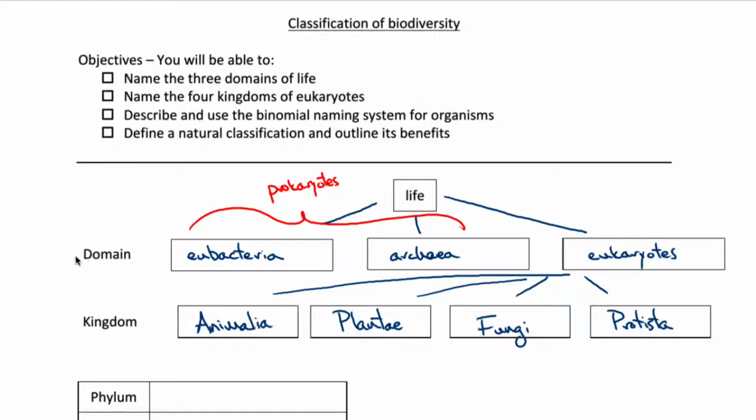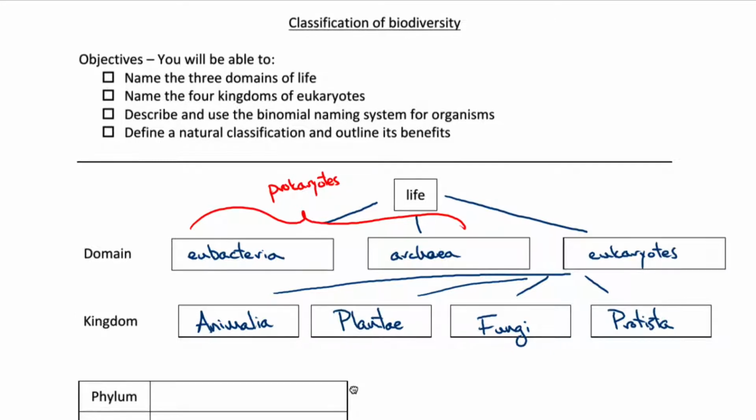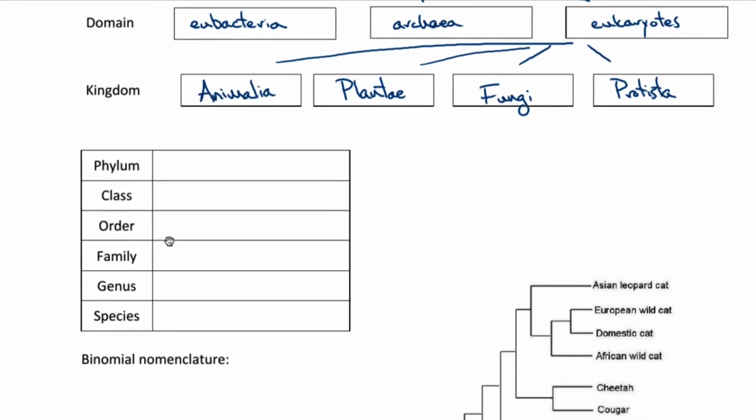Now, the first 2 levels we've seen of classification are the domain and then the kingdom, and we can keep going down to smaller and smaller levels. These groups are called taxa. That's the plural. And singular is a taxon. So a taxon is just a group. Domain, kingdom, those are taxa, and so are, in descending order, phylum, class, order, family, genus, and species. And we can use these to classify organisms.